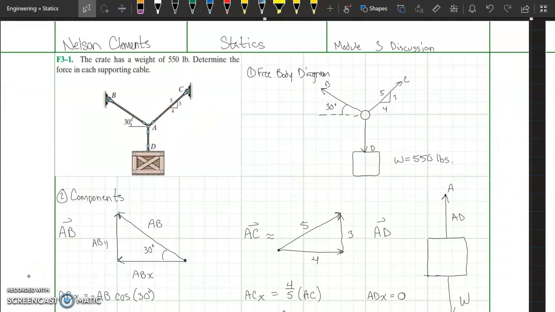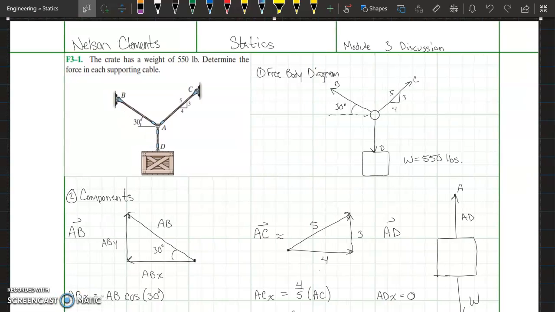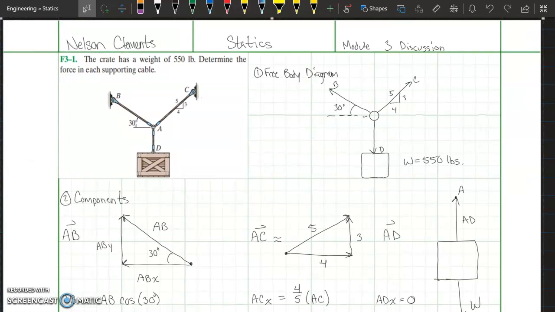My name is Nelson Clements, and today I'll be discussing our Module 3 discussion post. For my first problem, I chose F3-1. This problem states, the crate has a weight of 550 pounds. Determine the force in each supporting cable.